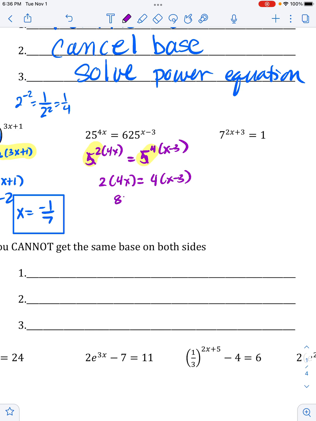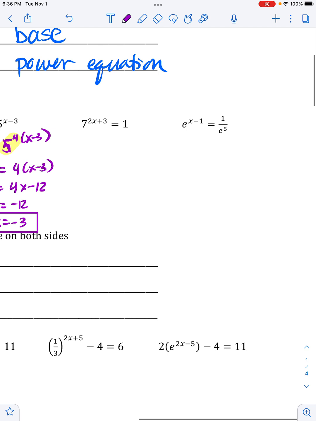So this becomes an 8x. Distributing, I get 4x minus 12. And I'm going through this part fast because to me this is Algebra 1. I'm moving that 4x over to the left, and I'm ending up with a negative 3. And if it's worth $1 million, you can go ahead and plug it into the original problem and convince yourself that it's correct.